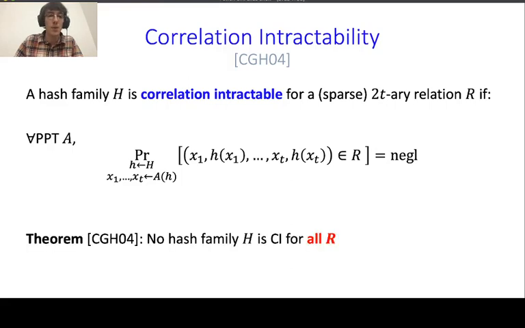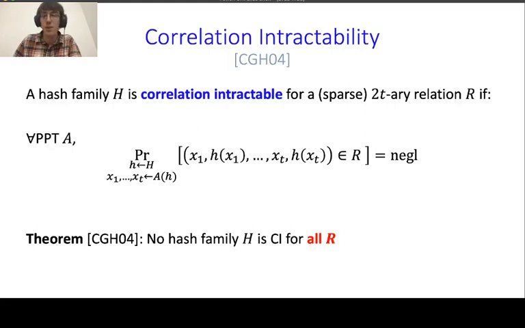Unfortunately, already when they were introduced by Canetti, Goldreich, and Halevi, they showed that there is no single hash family H that is correlation-intractable for all sparse relations R. In particular, if R is allowed to be inefficient, and if the number of inputs T that you care about is an unbounded polynomial function of the input length n. So in that level of generality, we know that we cannot build a correlation-intractable hash family, but essentially anything less general than that is plausible and on the table.